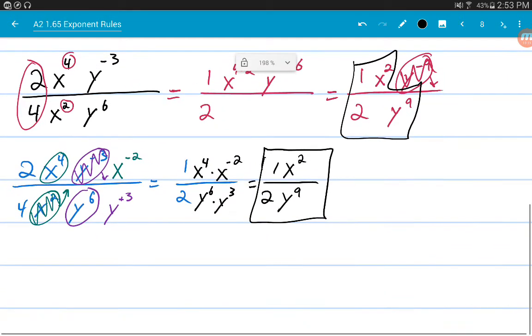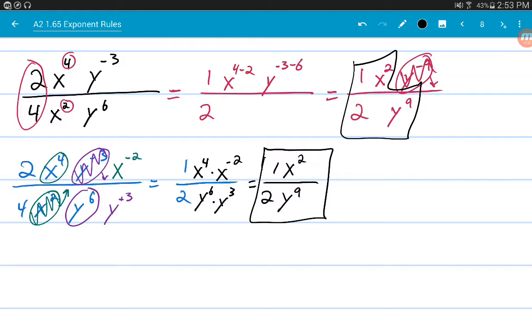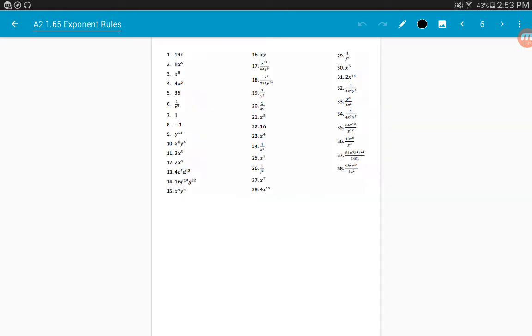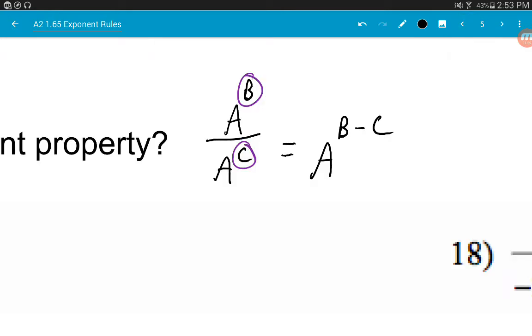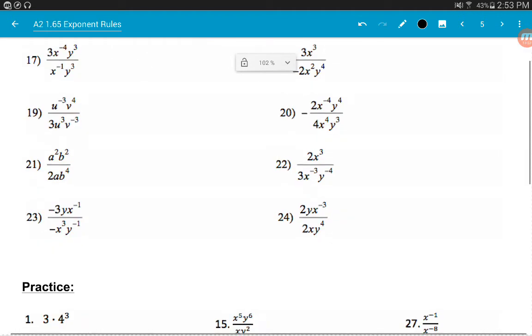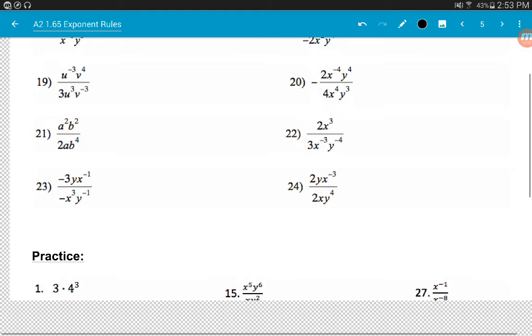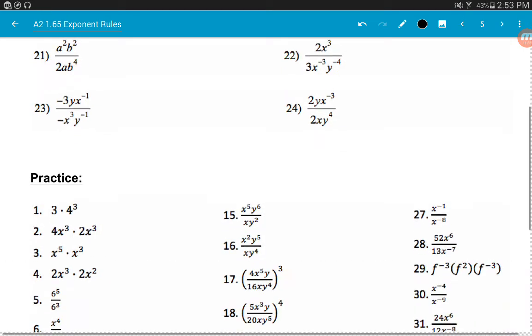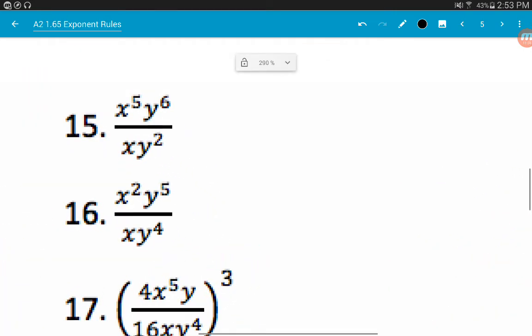So you can choose if you want to subtract the exponents or if you want to move them across the fraction line and then add the exponents instead. Okay, it's totally up to you, but all of your answers need to have positive exponents in them. So let's do one example from the page. And we'll do one in each method, one in each direction. So let's do 15 and 16.